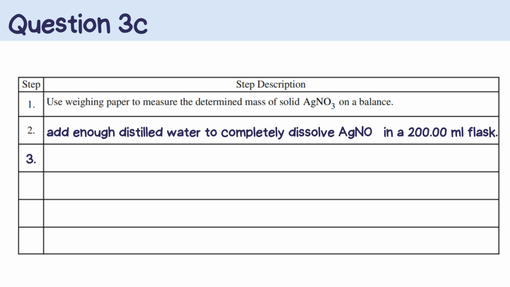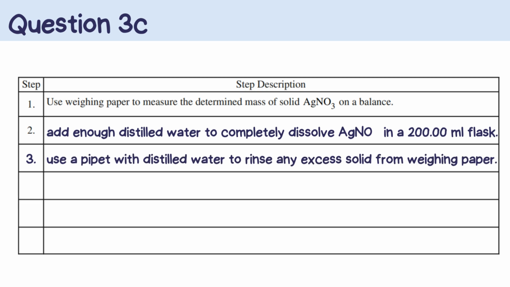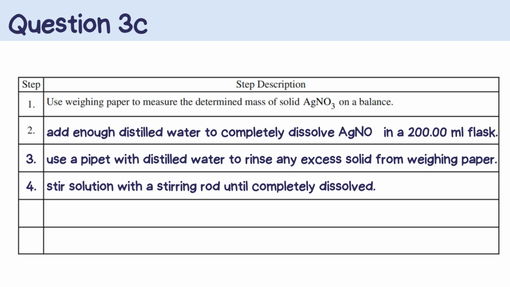All right, and then for step 3, we want to make sure that all of the solid was transferred correctly. So I'm going to say to use a pipette with distilled water and to rinse off any excess solid from the weighing paper that didn't get put into the beaker. And this will actually help make sure that all is added into the water. And then for step 4, you want to make sure to stir the solution with the solid to make sure, of course, that everything is thoroughly dissolved.